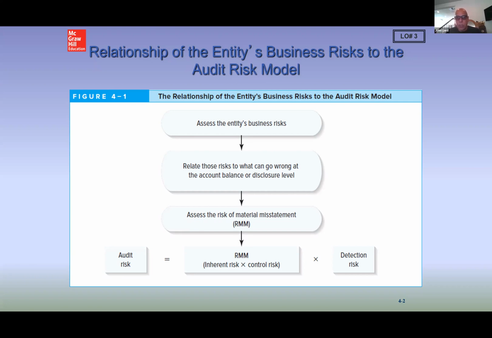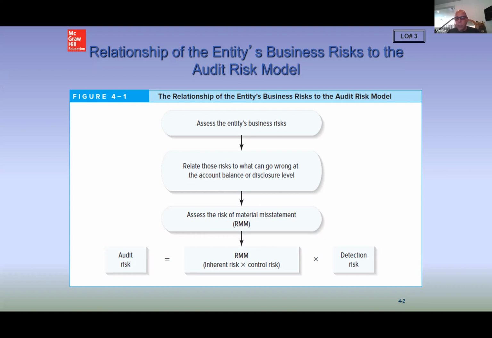We look at the risk of material misstatement, and then we look at detection risk. Now, the reason I say it's really three things is that you can take the risk of material misstatement and break that into inherent risk and control risk. Okay, so that's what we're looking at on this slide.